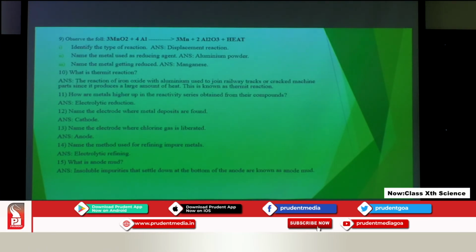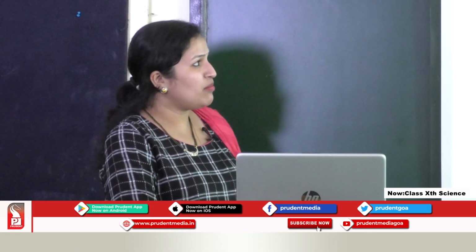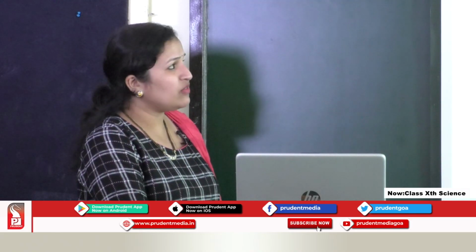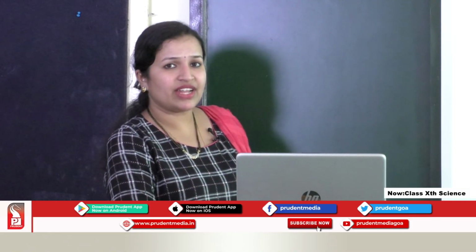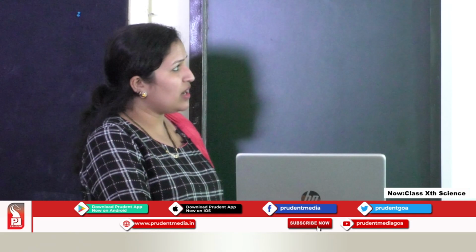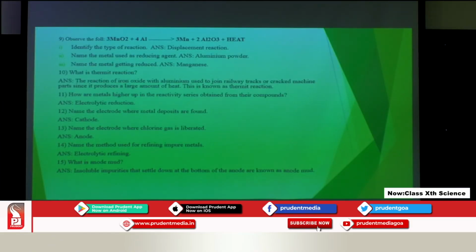So what is thermite reaction? It is the reaction of iron oxide with aluminum powder which is used to join the railway tracks or cracked machine parts. A large amount of heat is liberated in this process, which makes the metal obtained in molten form. How are metals higher up in the reactivity series obtained from their compounds? They are obtained by electrolytic reduction or electrolysis.